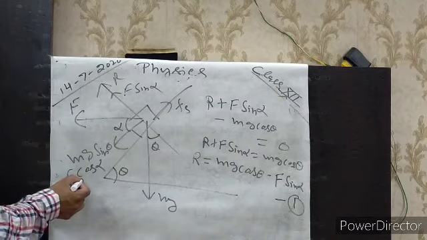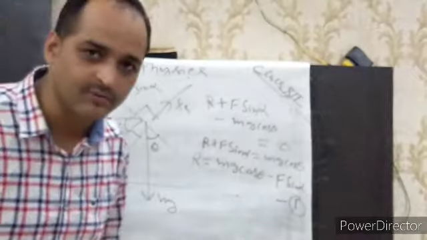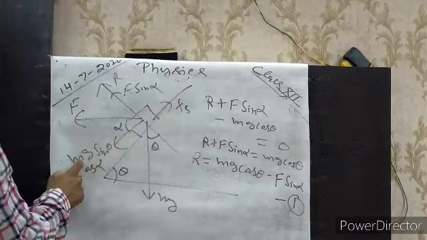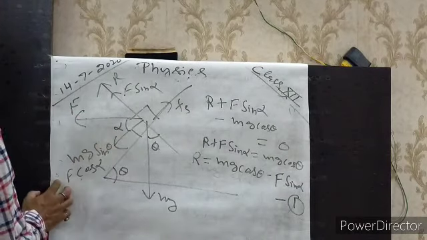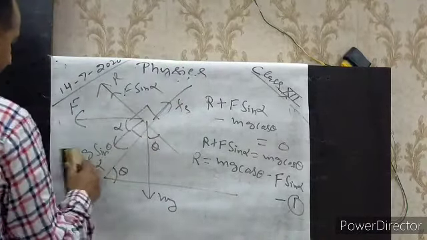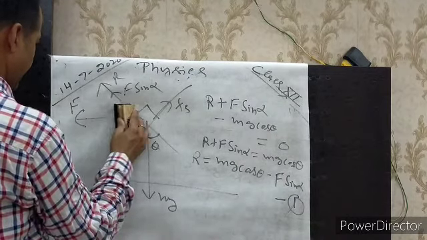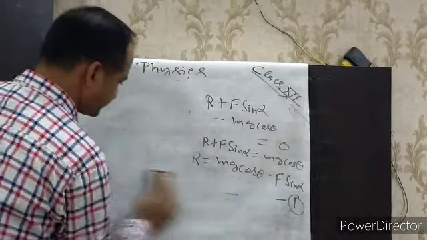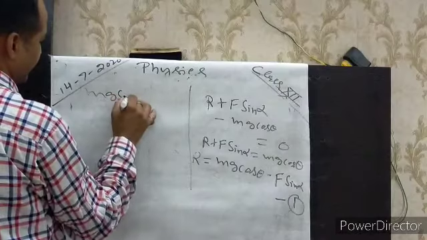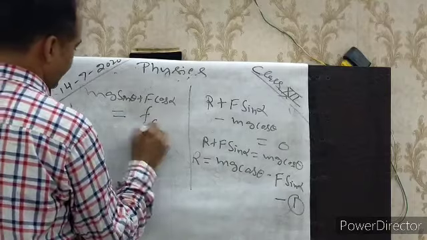mg sin theta, F cos alpha downwards, friction force in this direction. Since the body is not moving, it means the total force in this direction is equal to the force in this direction: mg sin theta plus F cos alpha is equal to the friction force Fs.